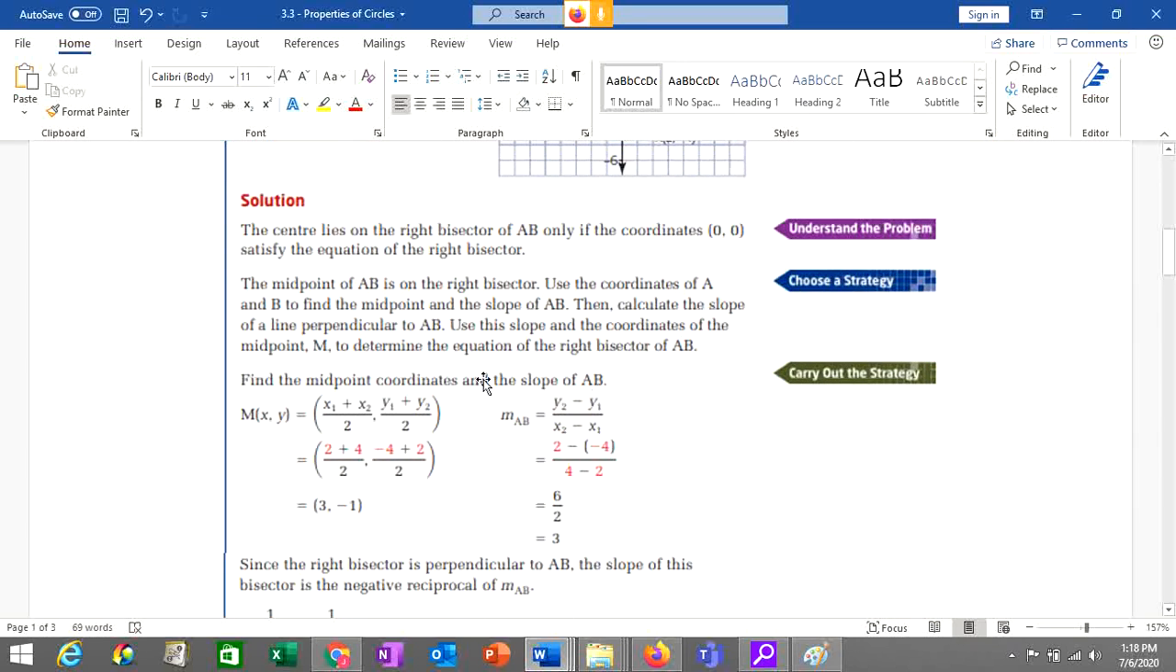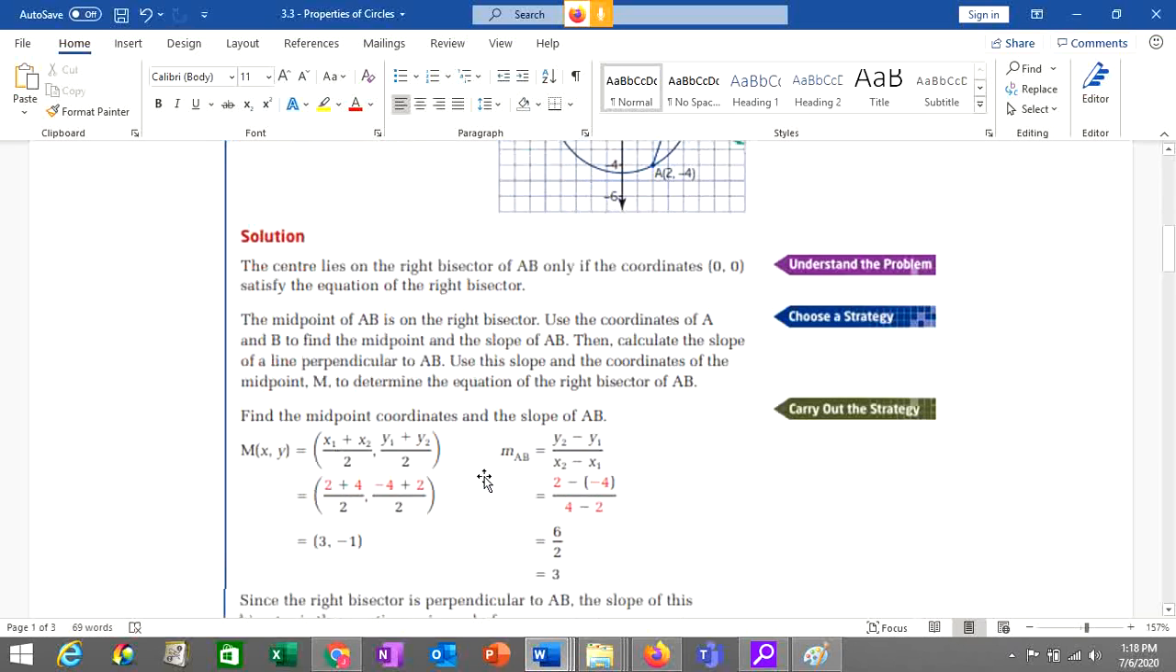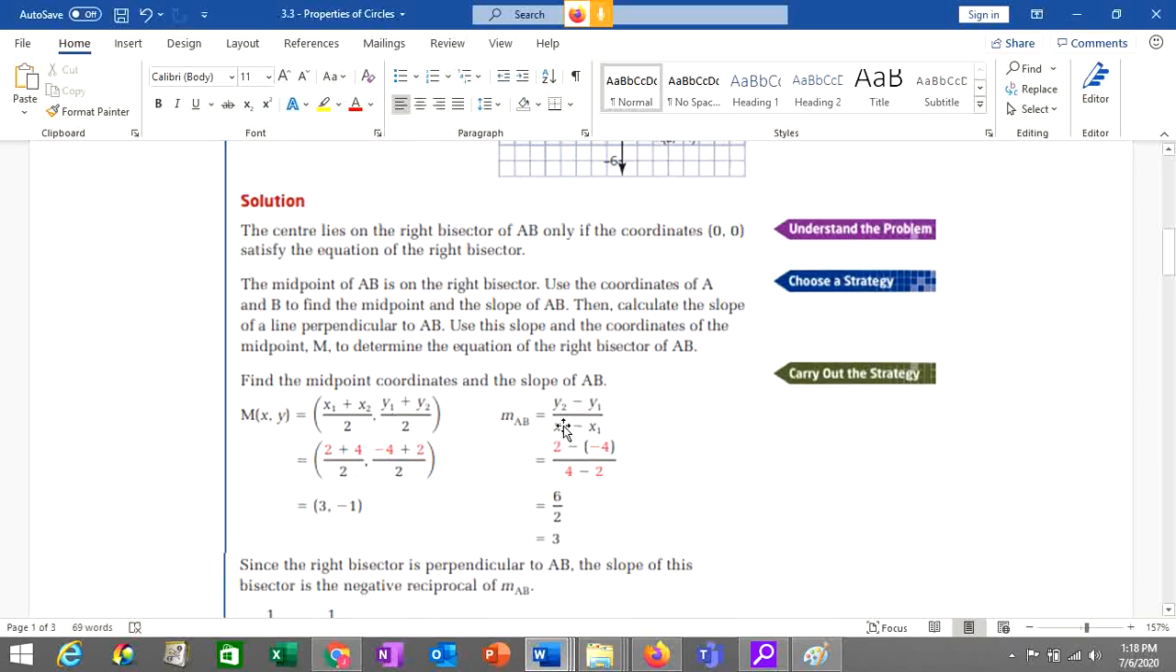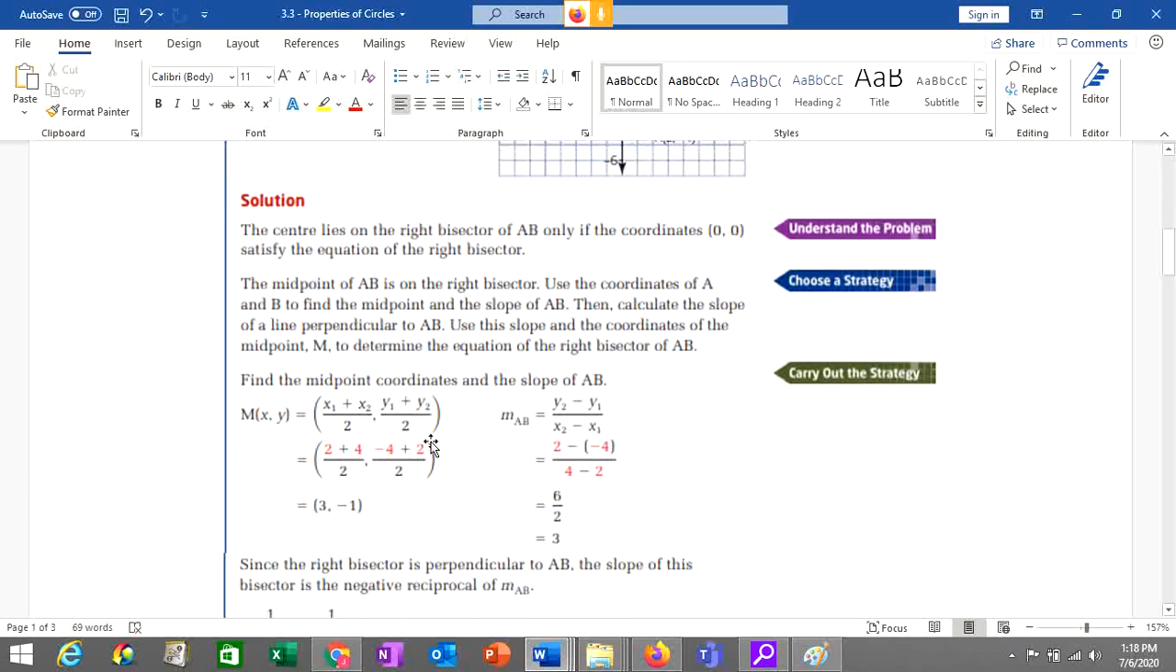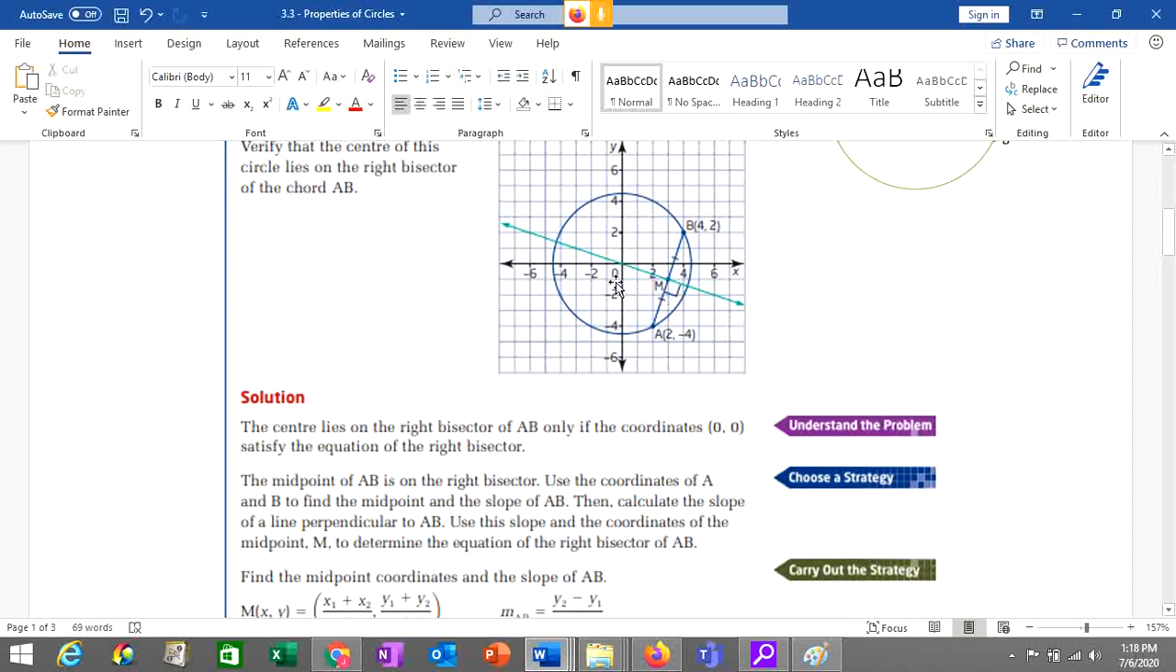Okay, so the midpoint of AB, that's the midpoint formula that we've been using. So you have your x's, you have your y's, sub them in, and you end up getting 3, -1 as your midpoint, which looks about right. Okay, so there's 3 and there's -1. So again, if you do this stuff on a graph, it helps you orient yourself, understand the problem, and see if your solution is looking reasonable. And this one is.